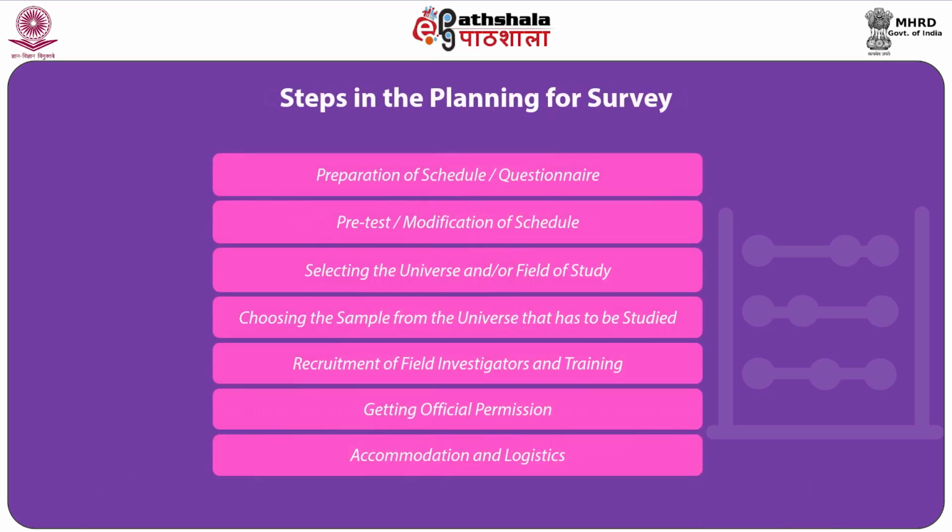The third step in the planning of a social survey is selecting the universe or field of study. This step is generally taken up after the finalization of the interview schedule on the topic of research, for which first hand information from the respondents, primary data, is needed. In fact, keeping this in mind only, the researcher will try to select the problem to be studied.